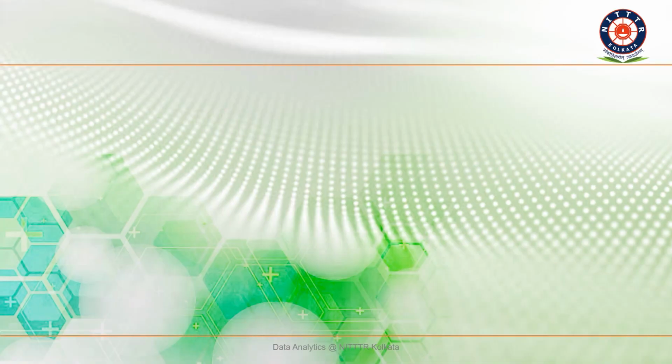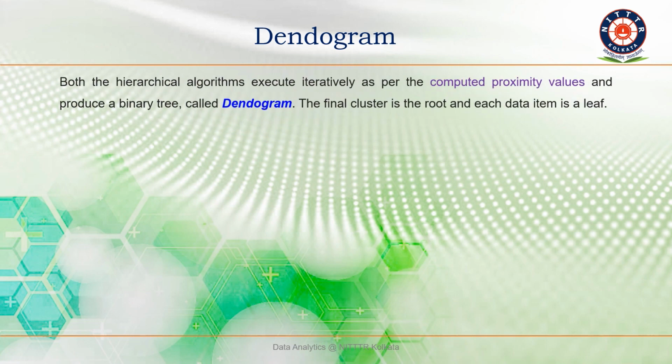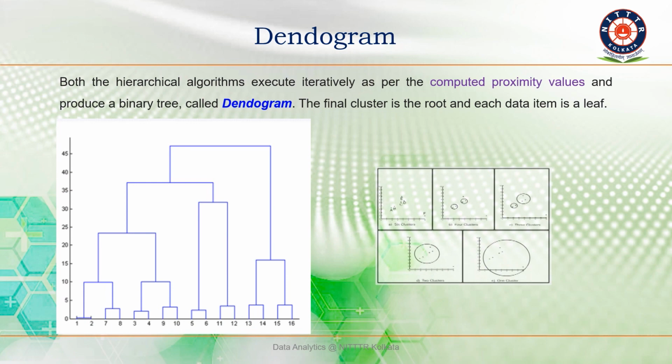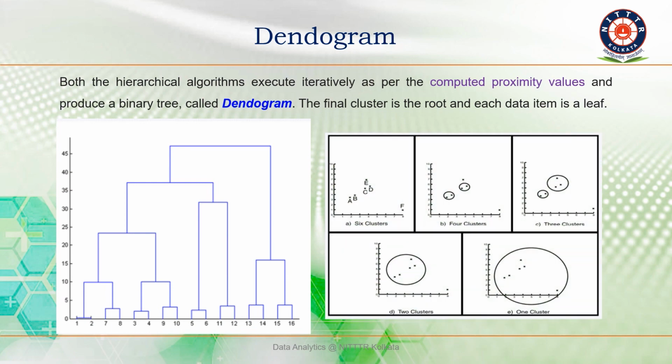Following both the algorithms, we are able to generate a diagram called a dendrogram, which is drawn as per the computed proximity values and finally produces a binary tree. The final cluster is the root and each data item is called a leaf.